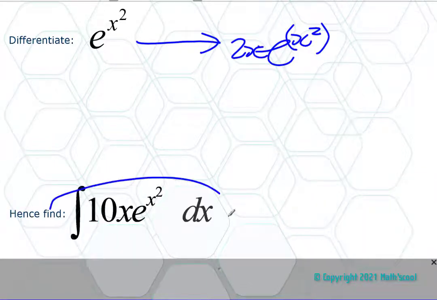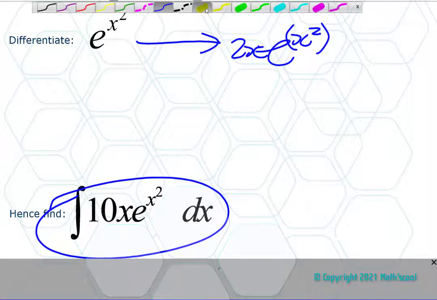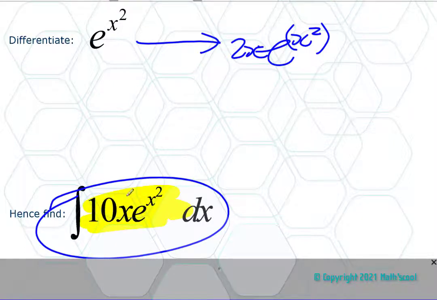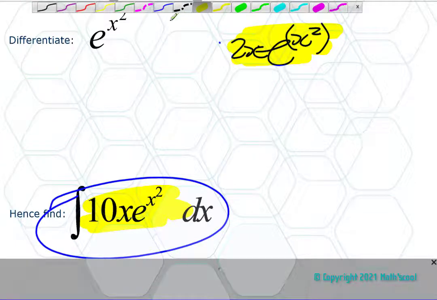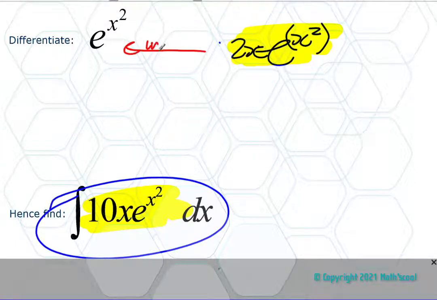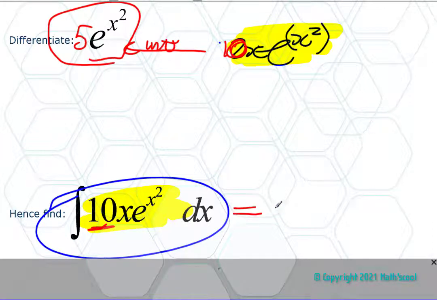And now it's asking me to integrate this, which does look quite a bit like this. Instead of having the 2 there, you've got a 10 here. So I'm going to reverse my arrow. So I'll rub that arrow out, take it the other way so that I'm integrating. And then I'm going to say, yeah, but I want 10. So I'm going to multiply this by 5, so that's going to become 10. And I'm going to multiply this by 5. And so there's my answer. 5e to the x squared plus c.